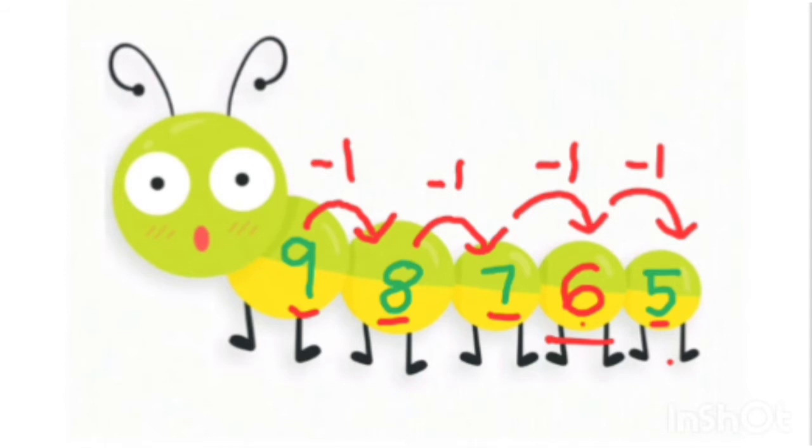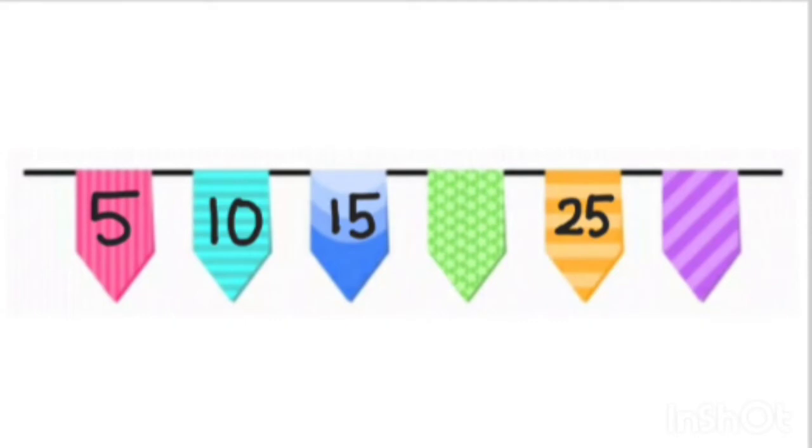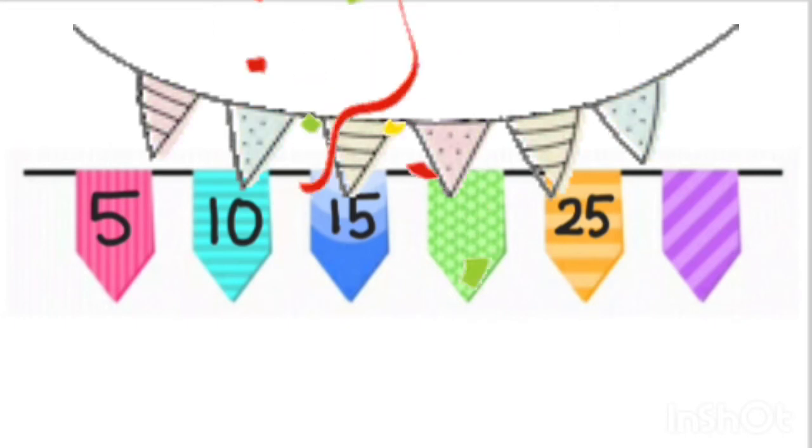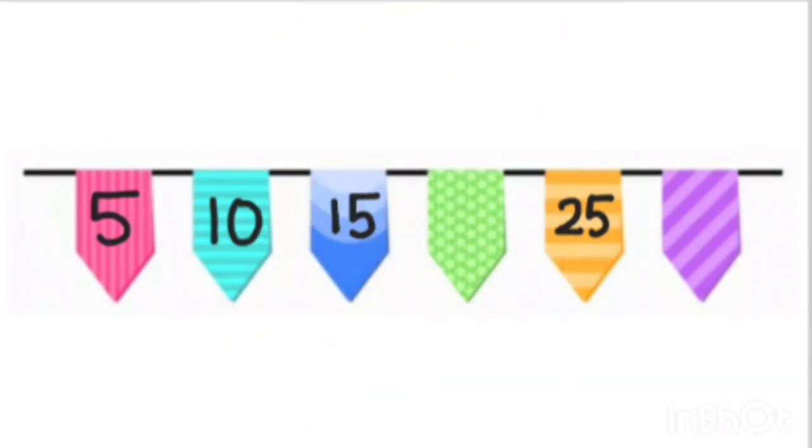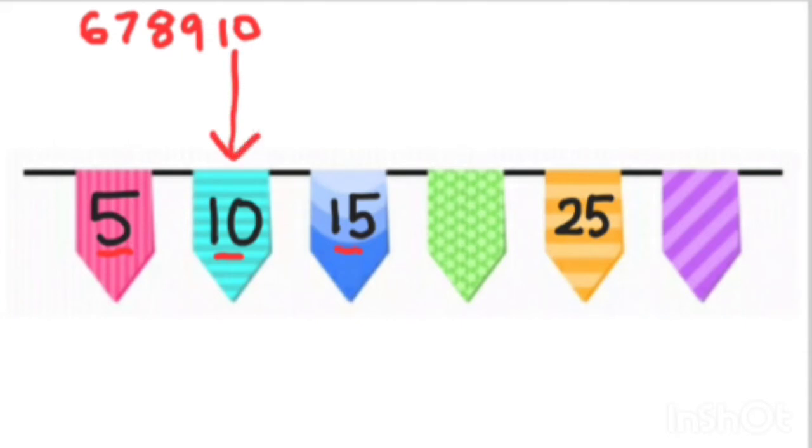Let us now take another example. Wow, look at these party streamers. We can see that some of them have numbers and some don't. Now we have to find out what numbers are missing. Let us try and find the rule. The numbers are 5, 10, 15. Let us count and see what numbers are missing in between. After 5 we have 6, 7, 8, 9 and then 10. The number 10 comes over here. So how many numbers are skipped? 1, 2, 3, 4, 5.